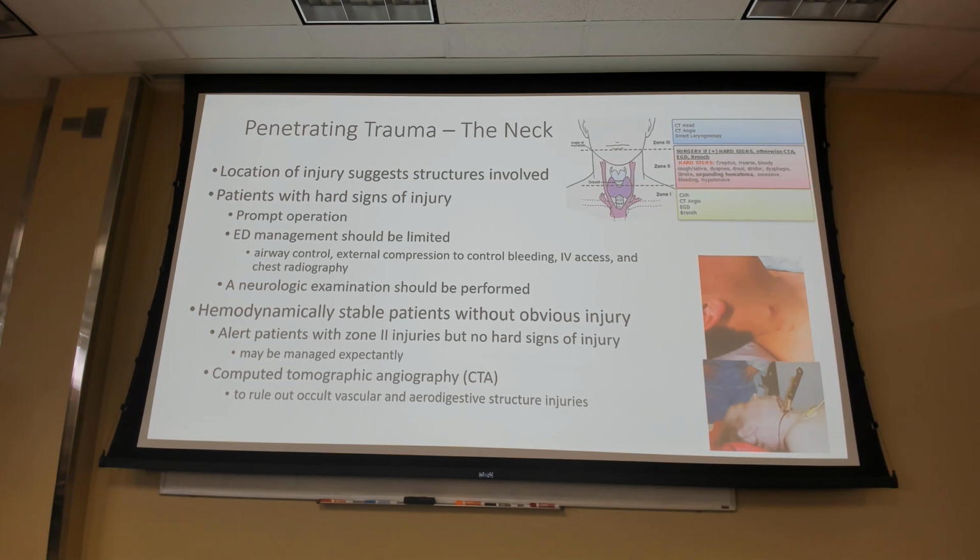And then whether it's zone 1 or 3, we have to decide whether we need a CT angio versus CT head. Typically, most of our protocols will get a CT head and a CT angiogram of the head and neck on all of those patients. And if there's any sort of involvement in zone 1, then we'll typically do a chest, abdomen, and pelvis as well.